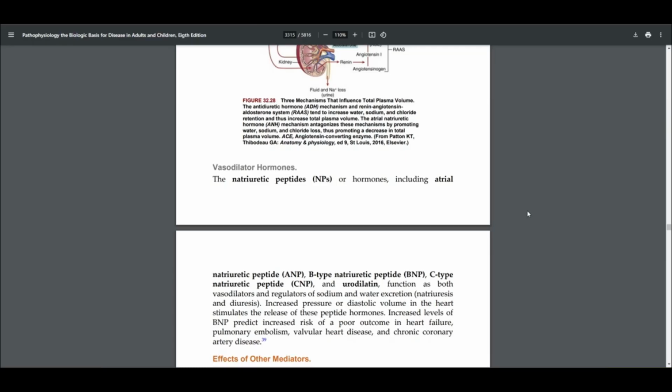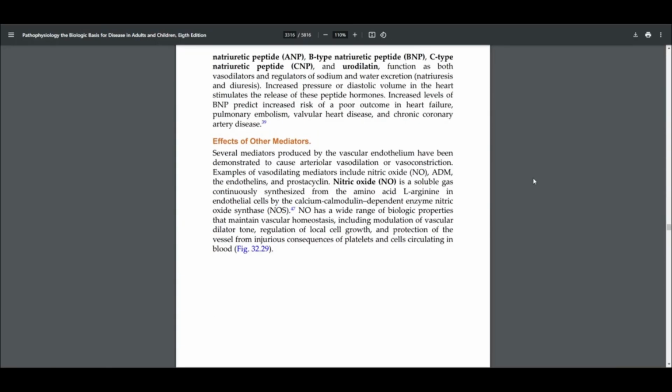Increased levels of BNP predict increased risk of a poor outcome in heart failure, pulmonary embolism, valvular heart disease, and chronic coronary artery disease. Your BNP is what we've been measuring in our heart failure patients, which is why when it's crazy high, like 22,000 and above, we know that they are not able to maintain their blood pressures.